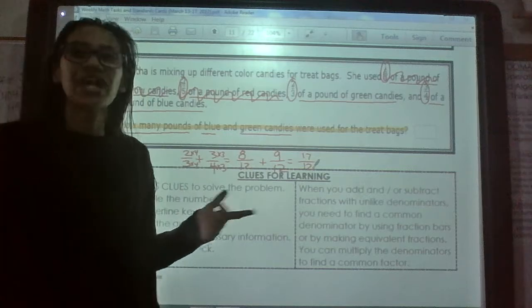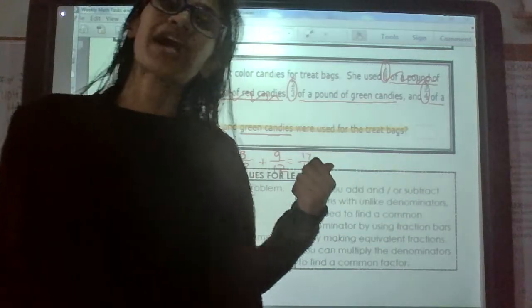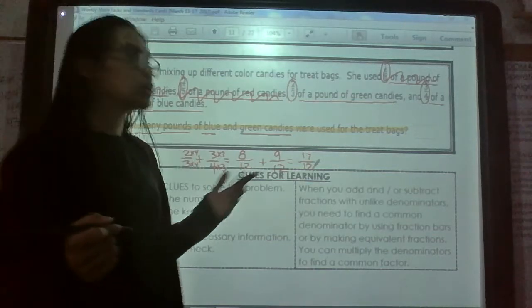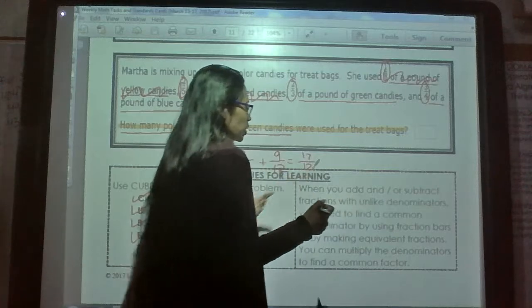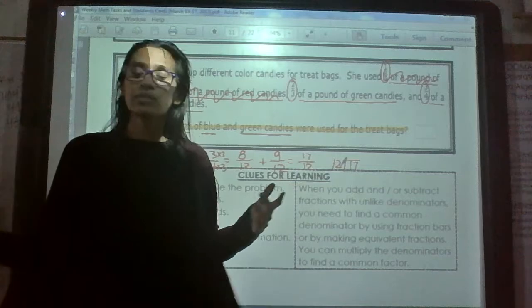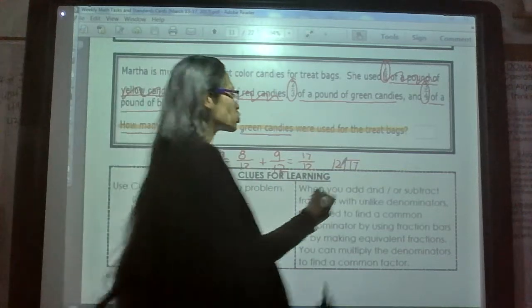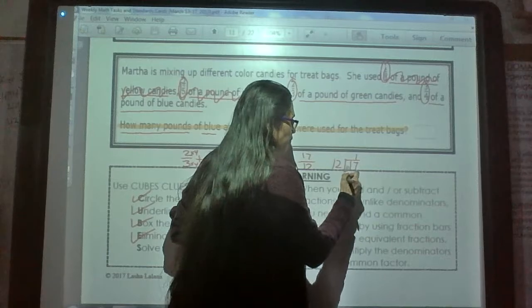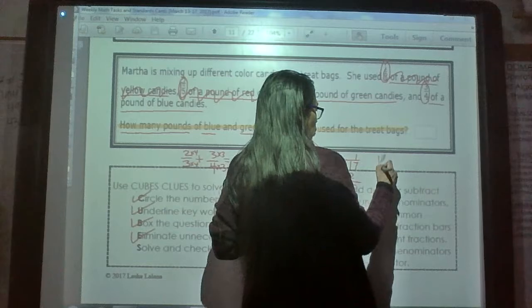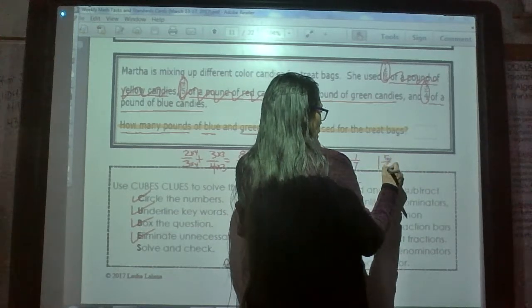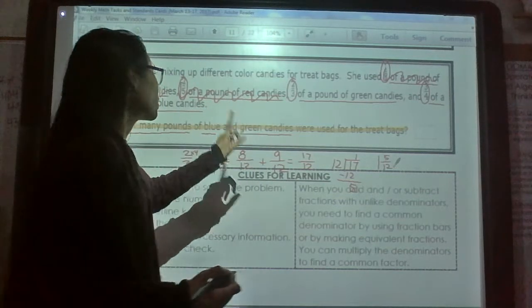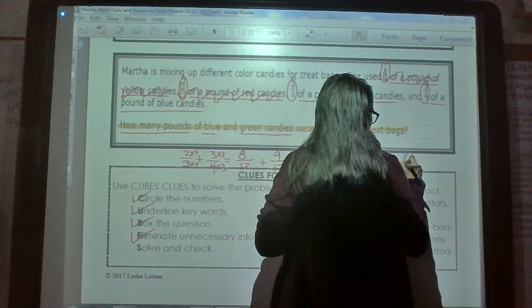Oh, we are not done. We need to simplify. But what kind of fraction is that? That is an improper fraction, so we need to divide. And you can do it in your mind, or we can work it out. 17 divided by 12. How many 12s are there in 17? Well, in 1 there's 0. In 17 is just 1. 1 times 12 is 12. Subtract that. What are you left with? 5. So what is my answer? 1 and 5/12 what? Pounds of candy. So make sure you write your unit, pounds.